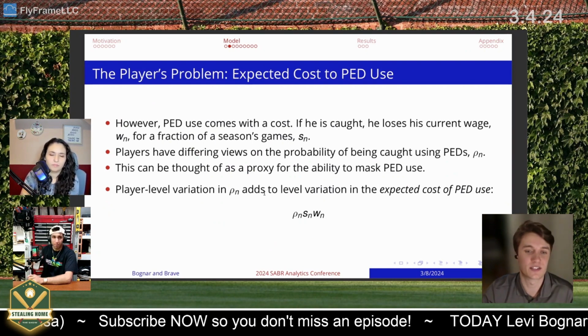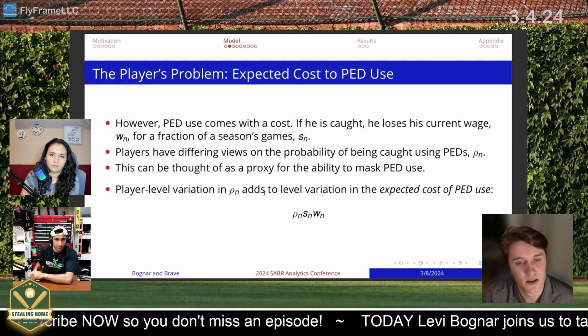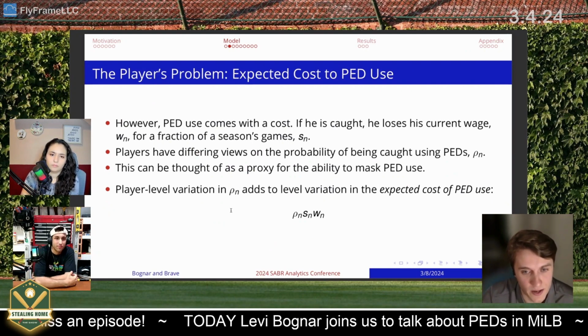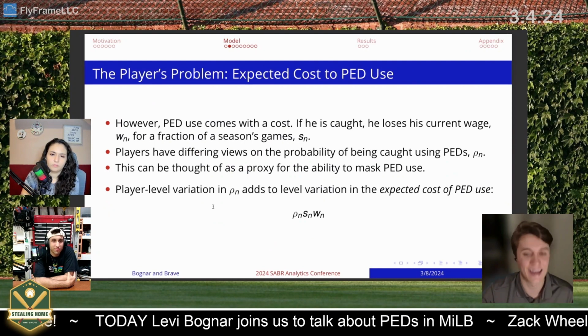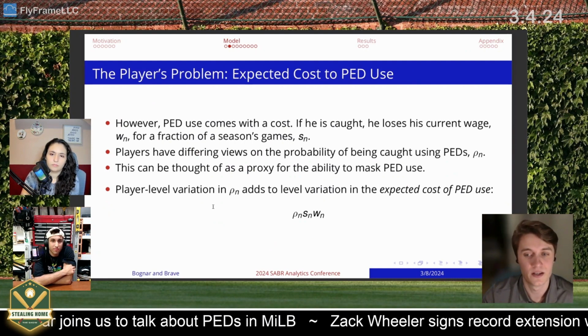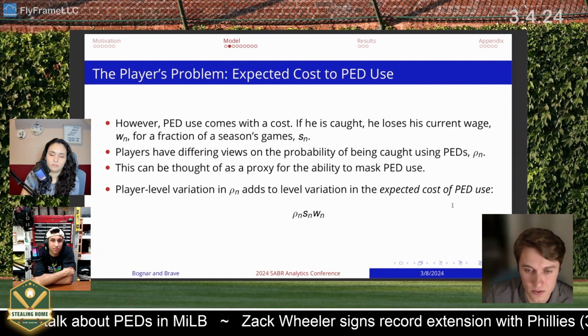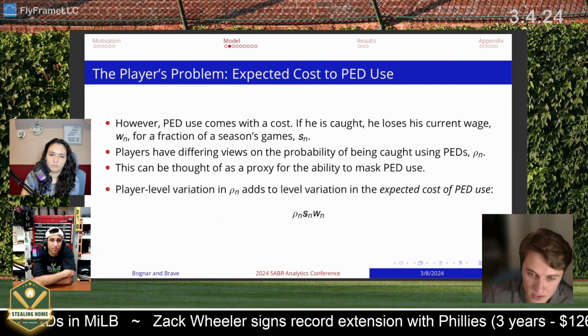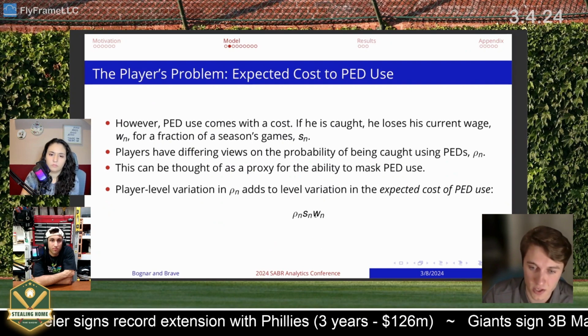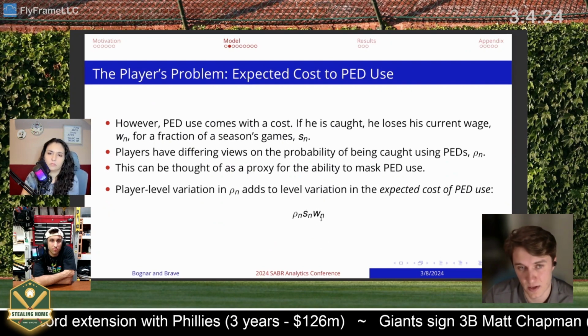Because of this player level variation in suspension beliefs, rho_N, this adds player level and league level variation in the expected cost of PED use, which is simply the suspension beliefs times the suspension length times the current wage that you would lose if you were to be suspended.